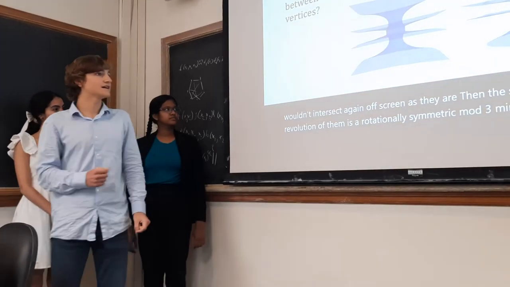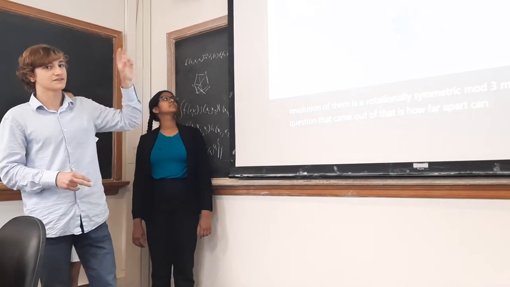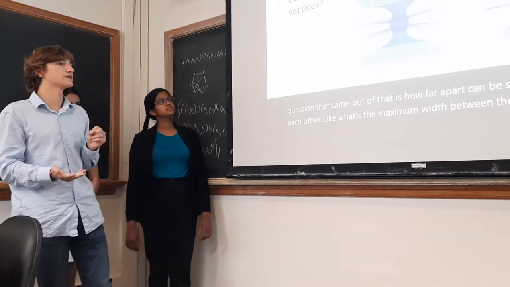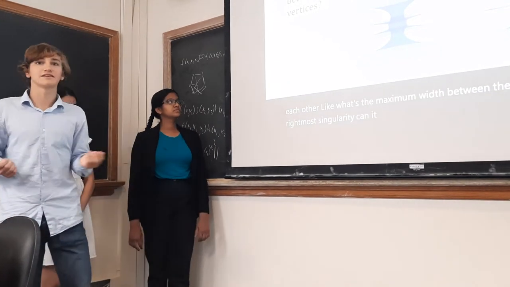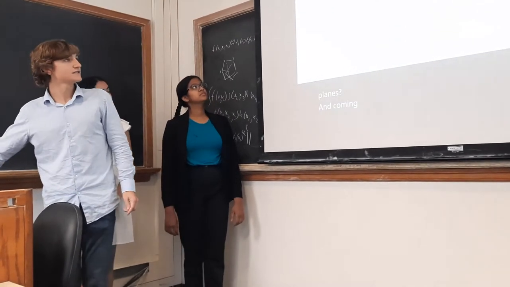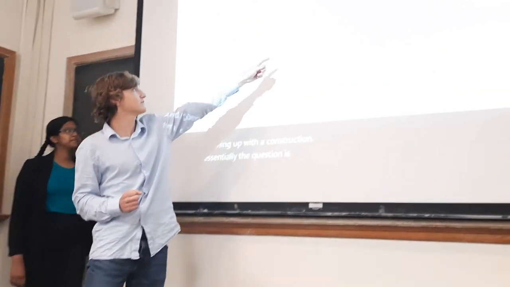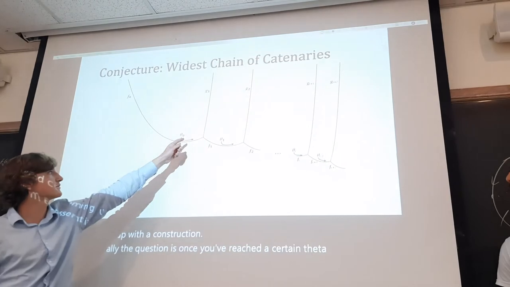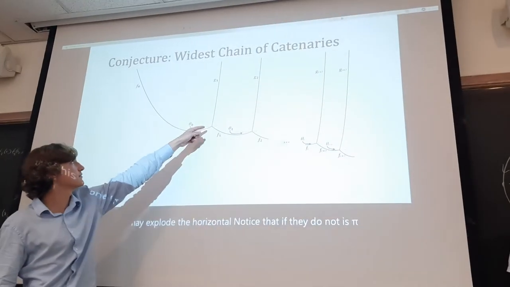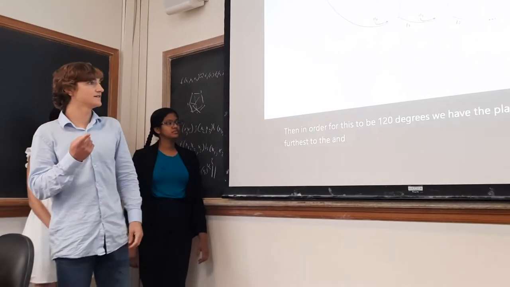So a question that came out of that is, how far apart can the singularities be from each other? Like, what's the maximum width between the leftmost and rightmost singularity? Can it be extended infinitely, like the example of the planes? And coming up with a construction, essentially the question is, once you've reached a certain theta naught here, that this one makes below the horizontal. Notice that if theta naught is pi over 6, then in order for this to be 120 degrees, we have the plane example, and it can be extended infinitely.